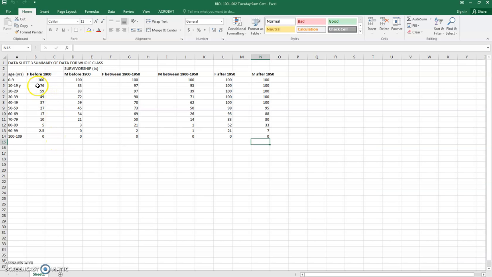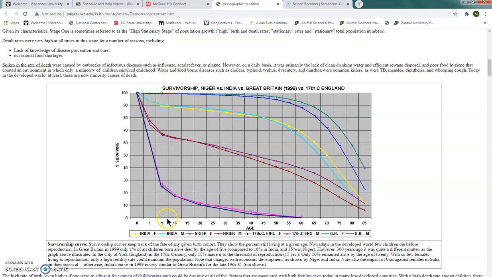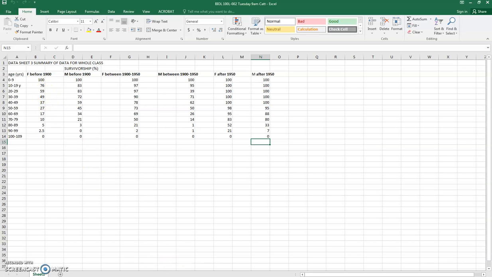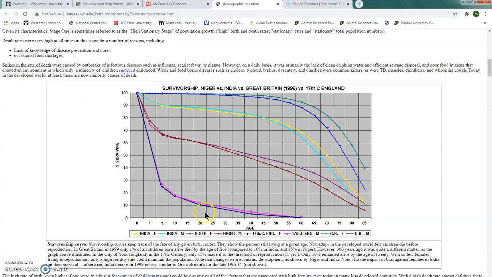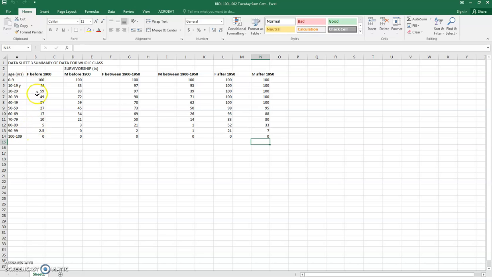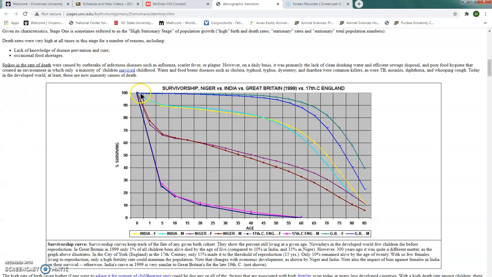So we would have a dot there. Then the next dot would go where our 10 to 19-year-olds are, which would be 76%. Then if we say this one is for 10 to 19 years old, we would have a dot right here for 67%. And then we would just keep going. The next one is 59% at 20 years of age, so we would put a dot there. Once you get the dots for each of those age ranges on there, you connect the dots, and that will give you your line. So you connect the dots all the way down, and then you'll have this line.